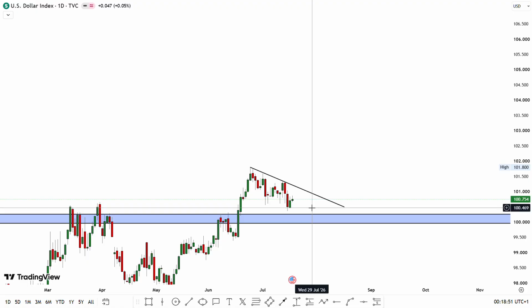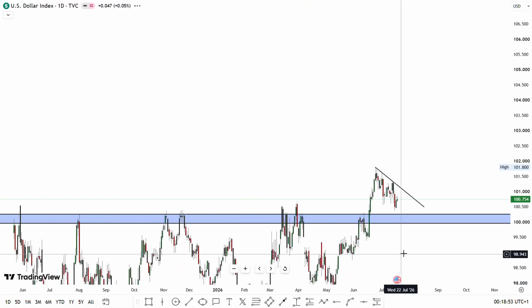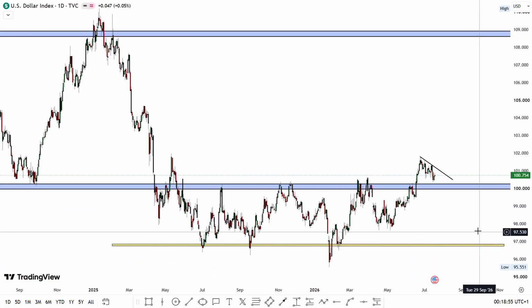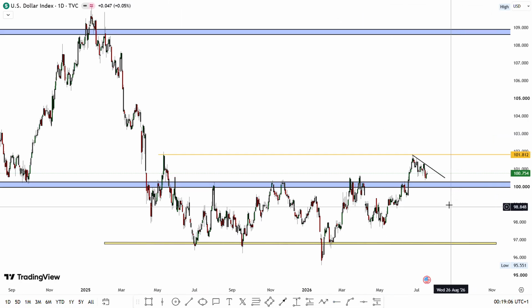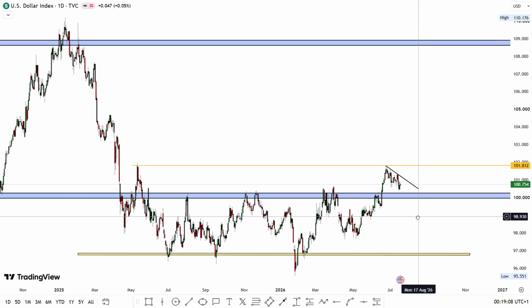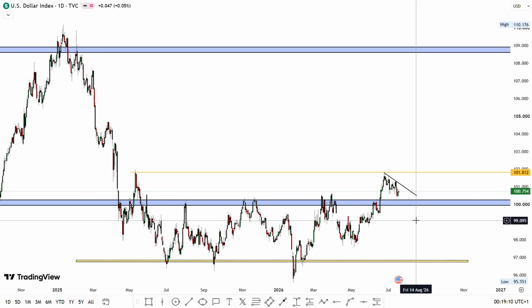So that said, you guys know that the DXY controls the whole forex market. DXY controls EURUSD, GBPUSD, every other USD pair, both the minor and major pairs. So when DXY is trending, other pairs are trending.